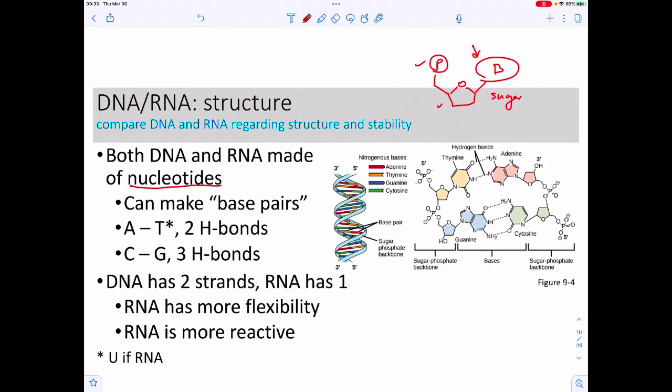And the bases make pairs. So it turns out that you can have a pair between an A and a T. Also of note, if you're dealing with RNA, we replace the T with a U, and it's connected by two hydrogen bonds. We remember those from once upon a time ago. Also, C can base pair with a G, and they form three hydrogen bonds. So, needless to say, a CG bond is stronger than an AT bond. When we look at DNA, it actually turns out to have two strands.